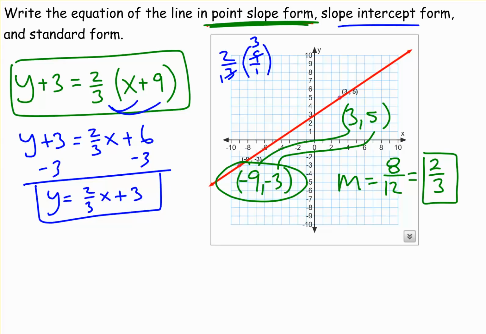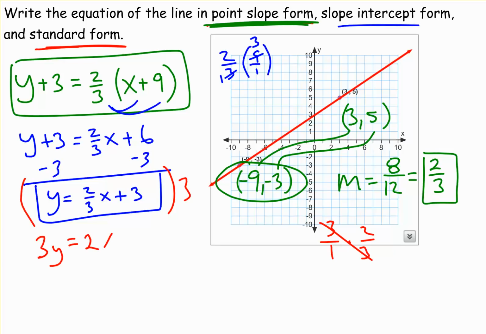And now changing this to standard form, well, we've got a fraction. So how do we get rid of that fraction? We're going to multiply the entire equation by the denominator. So by 3. So 3 times y will make 3y. 3 times 2/3, those 3's will simplify and we're left with 2. So that's 2x. And 3 times 3 makes 9.